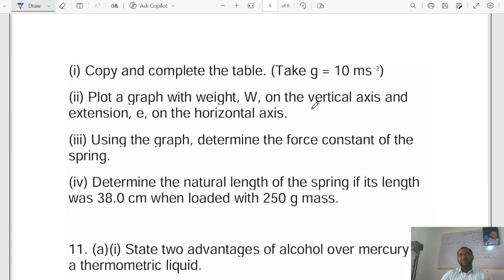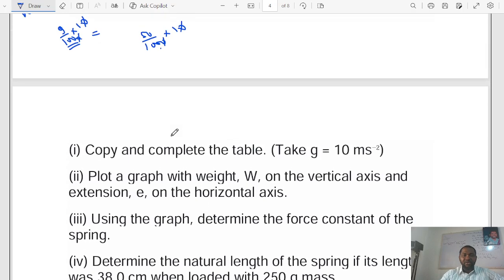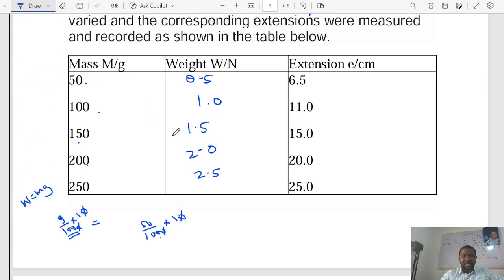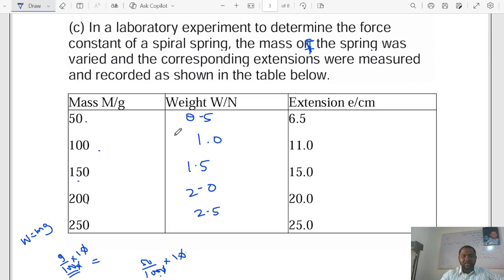Now graph questions are the easiest. Prepare to answer graph questions. They are easier. You don't need to think much. Now the next one says plot the graph of weight W on the vertical axis and extension on the horizontal axis. Okay, I want you to notice something, that extension here is given in centimeters, so I can choose to make it meters, and I'm going to show you how to do that. But in order to plot this graph, let's go.